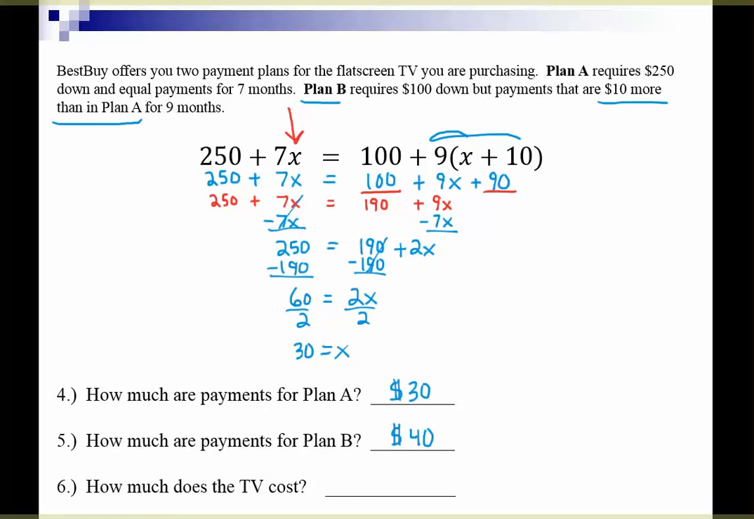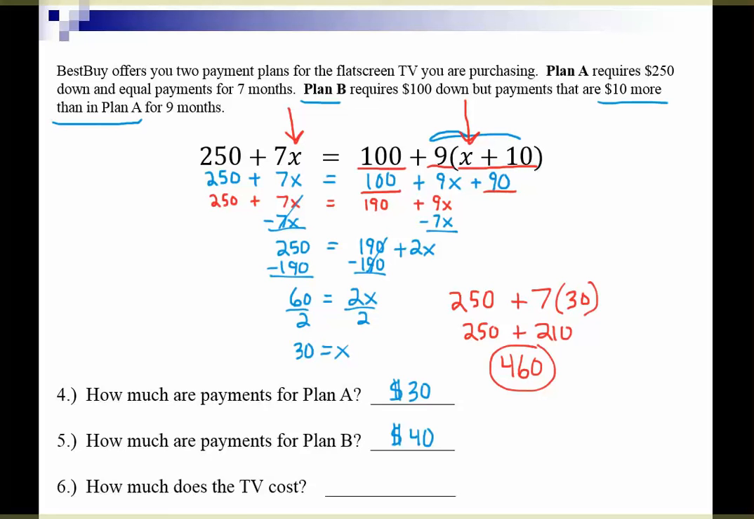So let's plug in 30 for X, and we'll kind of work backwards to see what we get. 250 plus 7 times 30 instead of X. That's all you're doing to figure out how much the TV costs. So that's 250 plus 210, and it looks like $460. And probably what I'm going to do before I write that in the answer blank is I will come back up here and maybe do this side mentally. X is 30, 30 plus 10 is 40, 9 times 40 is 360, and then I add 100 to that, I also get 460, which I should get on both sides. So that's kind of a good way to check to make sure I've done it right. So the TV costs $460.